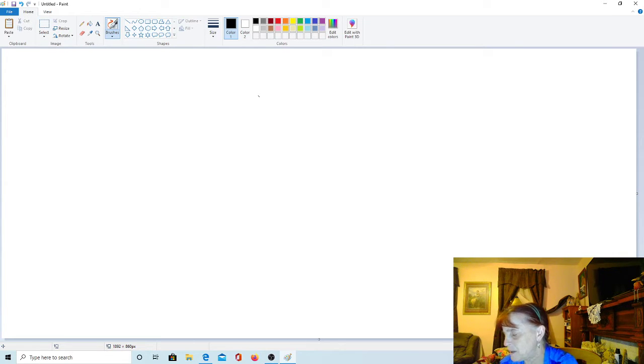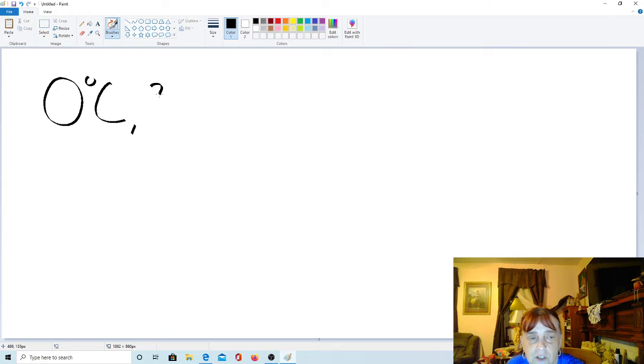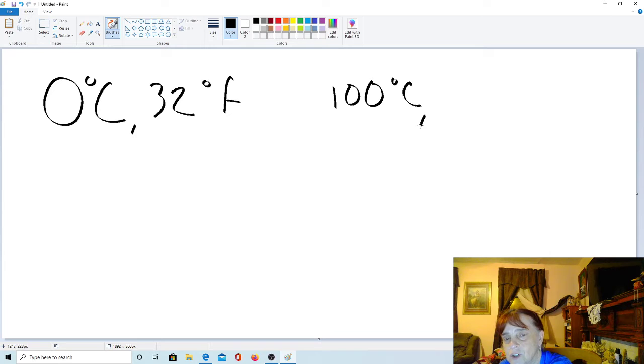Okay, now we're going to talk about temperatures. On the temperature part, you have 2 different equations for Celsius versus Fahrenheit. You have the Celsius scale and Fahrenheit scale. 0 degrees Celsius is the same as 32 degrees Fahrenheit. That's the freezing point of water. And the boiling point of water is 100 degrees Celsius, which is equivalent to 212 degrees Fahrenheit.